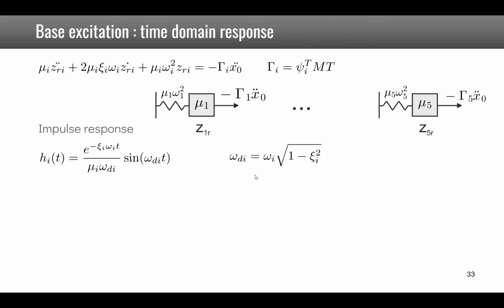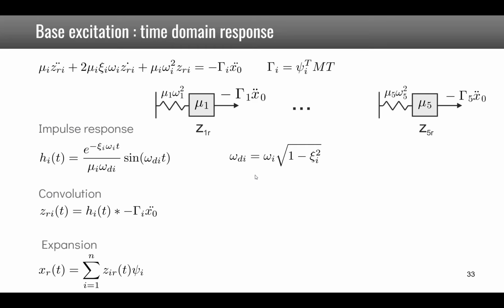Then we can solve for these equations by using the impulse response of the system and convoluting it with the acceleration of the basis, to then recombine and find the relative displacement with this sum.